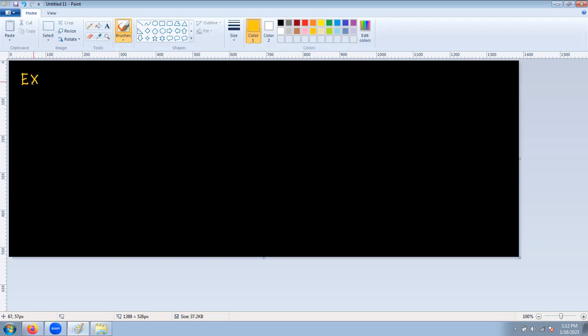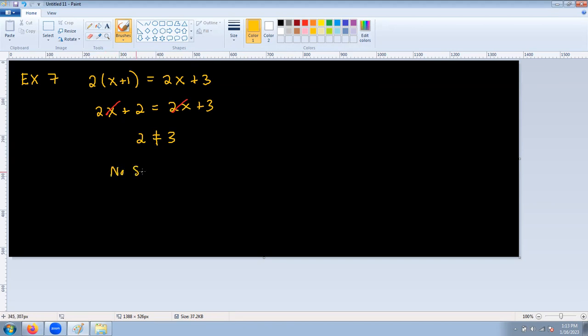Okay, so here's one more. So this is 2x plus 1, and this equals 2x plus 3. Well, let's look at this. This is 2x plus 2 is equal to 2x plus 3. So we end up getting something like this, which is not true. So this is no solution. So no solution on this one right here.